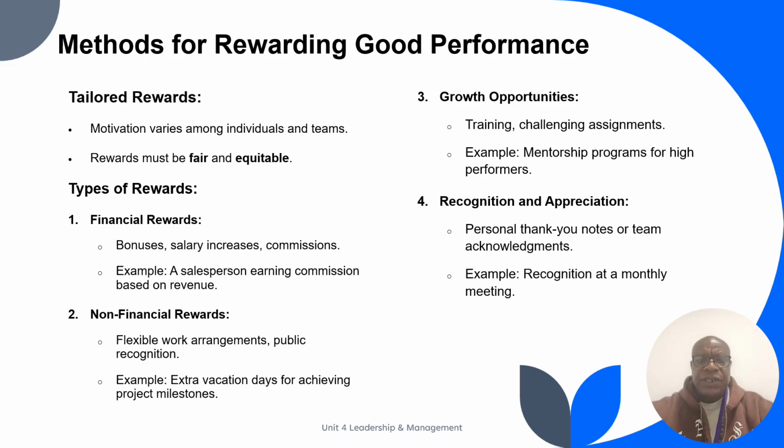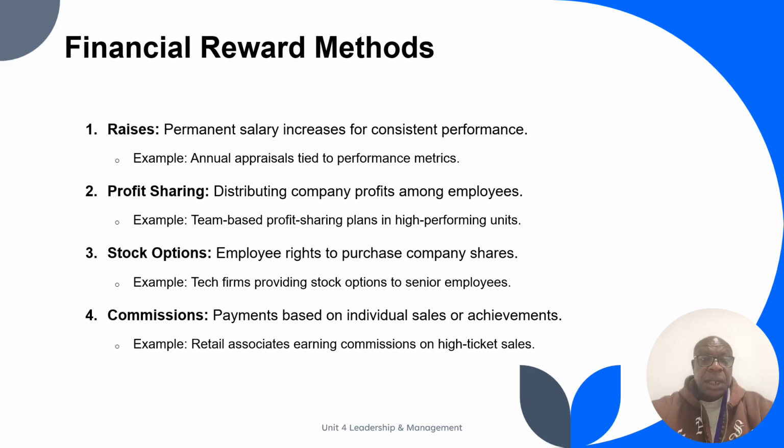So let's look at each of these one by one. Let's look at financial reward and see the different types of financial rewards apart from what I've just mentioned. So we have four different types of financial rewards we can look at. That is raises, where you can give a permanent salary increase for consistent performance, an annual appraisal tied to performance metrics. So on everybody's contract, they have a band from which they earn, and so having an annual review can also reward them financially by increasing their permanent salary.